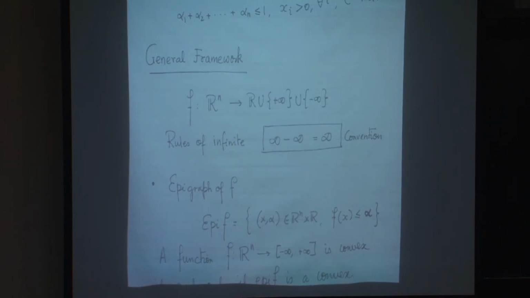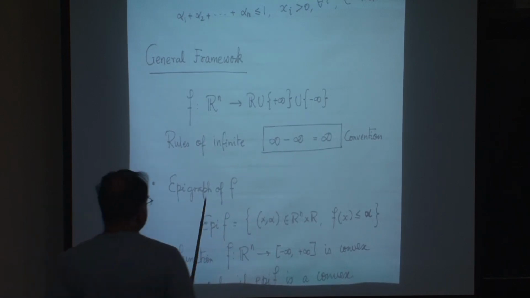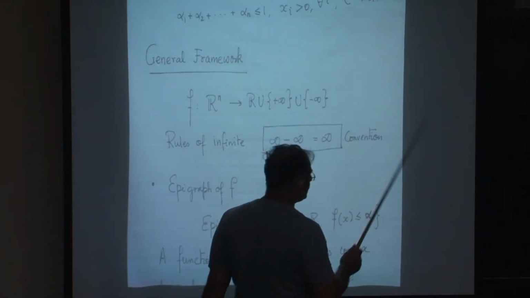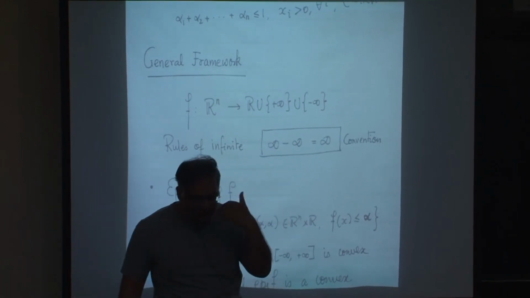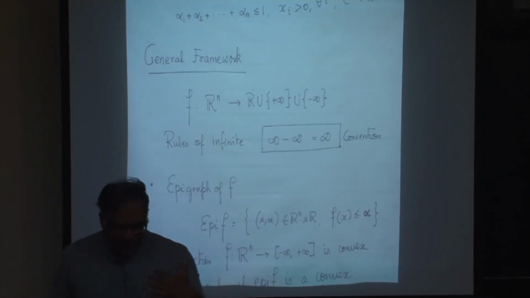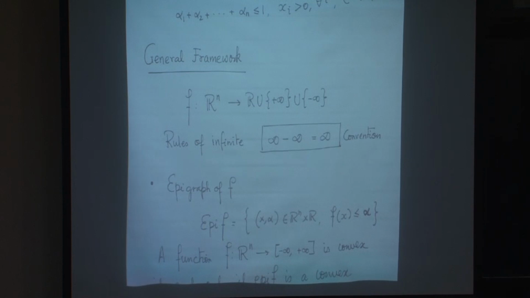So what is happening is the following, that if I want to define a convexity for such functions, now again I want to re-emphasize that if you ask me now why you have taken such a general framework where you have used infinity and minus infinity, I will not be able to answer right now, but we will come to the framework very soon. Why we are doing so.